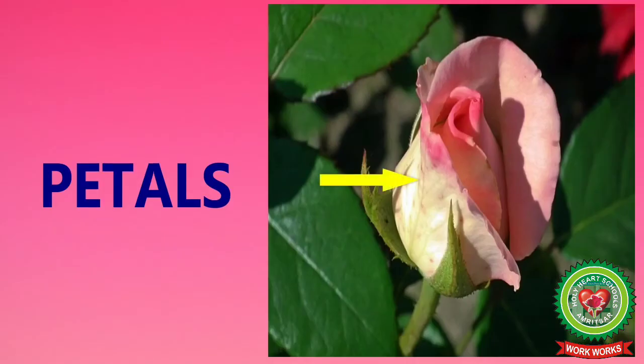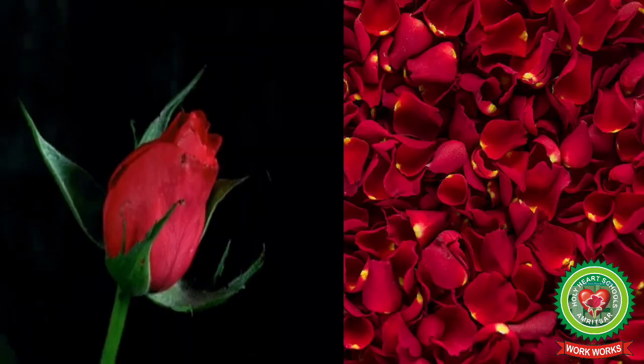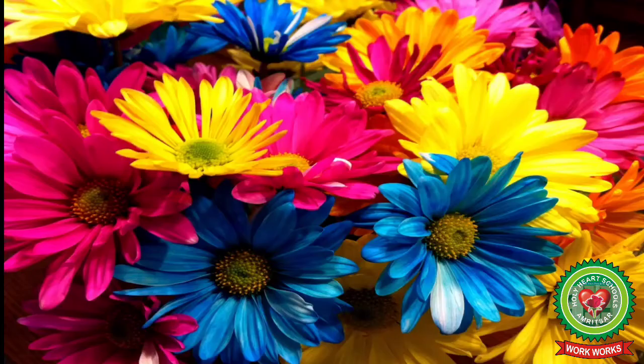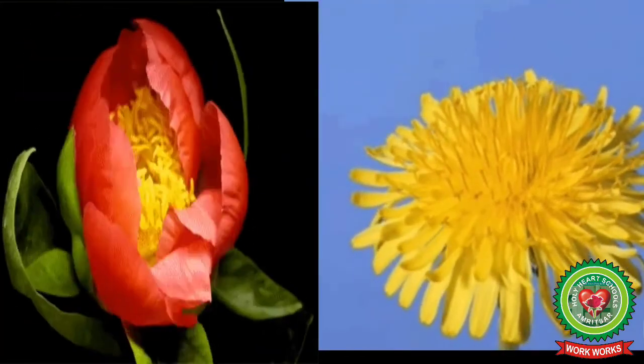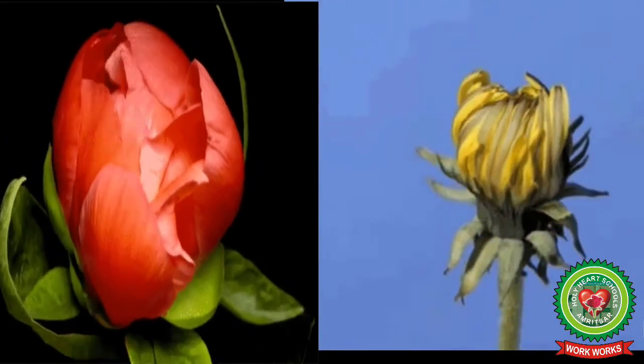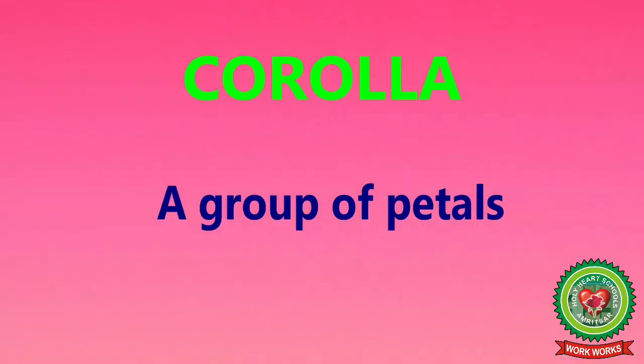Now, the next part is petals. Students, petals are the colorful part of the flower that attract the insects for pollination. They are usually brightly colored leaf-like structures. Students, petals are of different colors and the main function of petals is to protect the internal parts of the flower and to attract the insects for pollination. Students, the group of petals is called corolla.